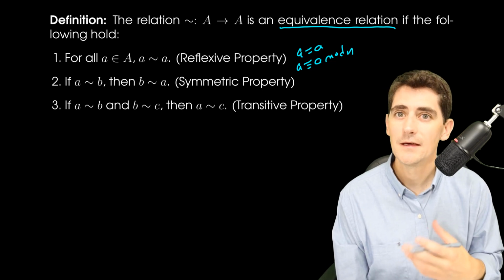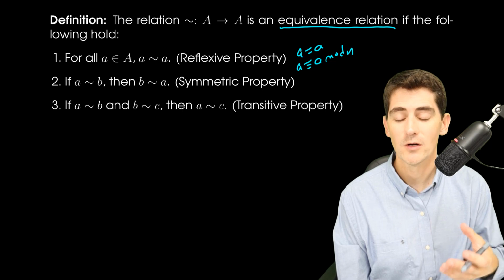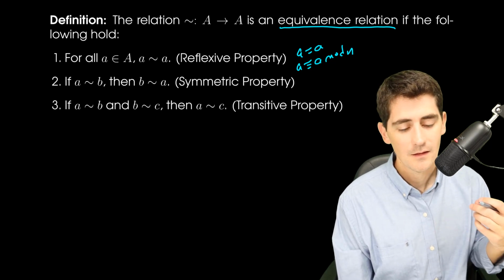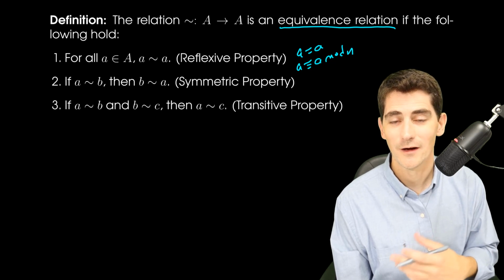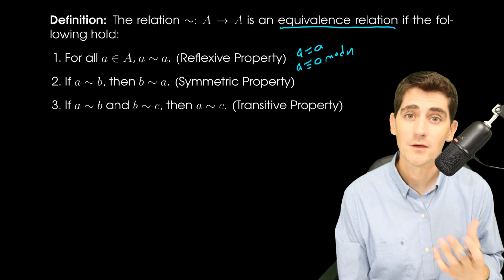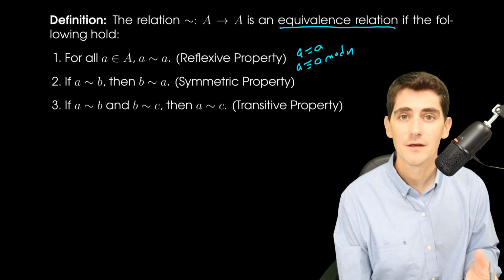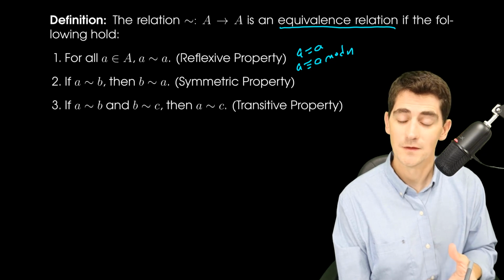Secondly, we want that if a squiggles b, then b squiggles a as well. We call this the symmetric property. Equals is definitely like this: 2 equals x because x equals 2, and so on. This also works with congruence. a is congruent to b mod n means b is congruent to a mod n. The symmetric property is satisfied in both of those situations.